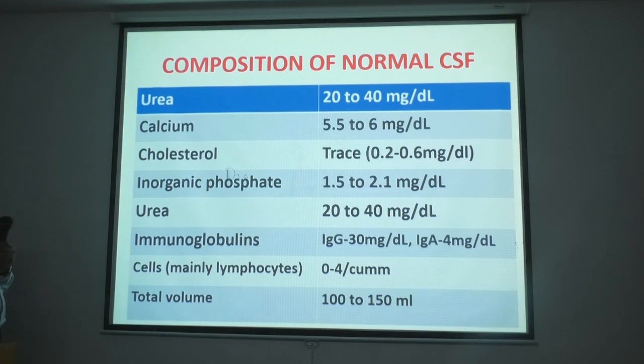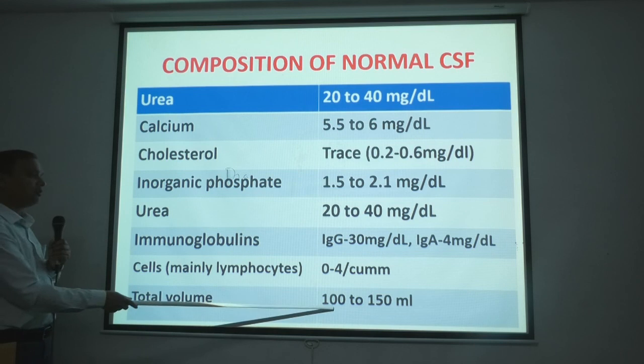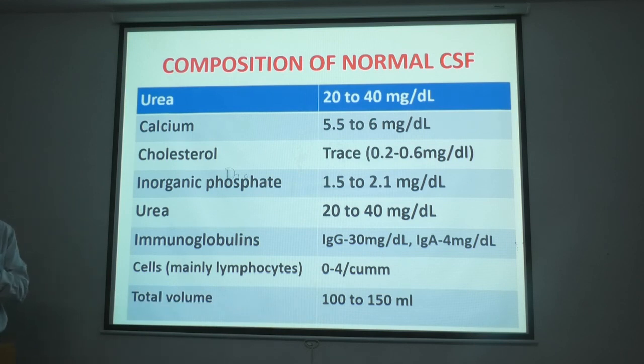Cholesterol will be very little. Inorganic phosphates will be 1.5 to 2.1 mg per dl. Urea 20 to 40 mg per dl. Immunoglobulins are mostly IgG and IgA, and lymphocytes will be 0 to 4 per cubic mm. So two things you have to keep in mind: total volume of CSF is 100 to 150 ml, and pressure will be 100 to 200 mm of water.